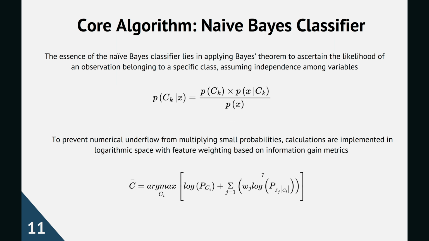The essence of the naive Bayes classifier lies in applying Bayes' theorem to ascertain the likelihood of an observation belonging to a specific class, assuming independence among variables. The classical formulation of Bayes' theorem you can see on the screen, and to prevent numerical underflow for multiplying small probabilities, calculations are implemented in logarithmic space with features weighted based on the information gain matrix. And the formula you can also see on the screen.